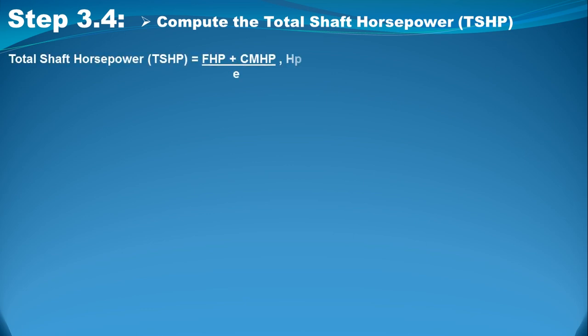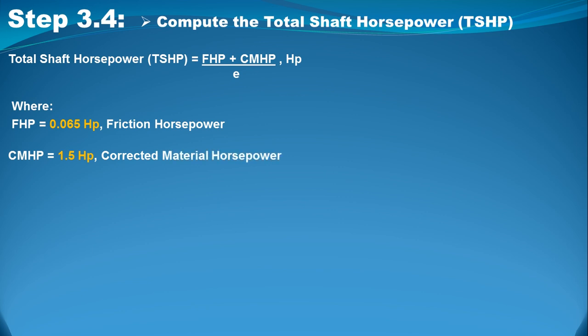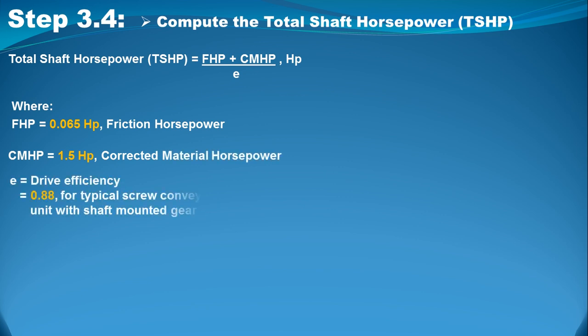Step 3.4, compute the total shaft horsepower or THP. Total shaft horsepower is equal to FHP plus CMHP divided by E. Of course, the FHP is the frictional horsepower, the CMHP is the corrected materials power, which are already given, and E is drive efficiency. So we use 0.88 for a typical screw conveyor drive unit with shaft mounted gear reducer motor. That is the usual drive efficiency to be used.